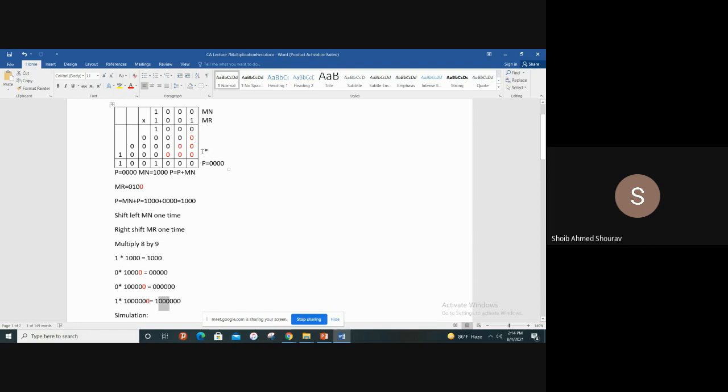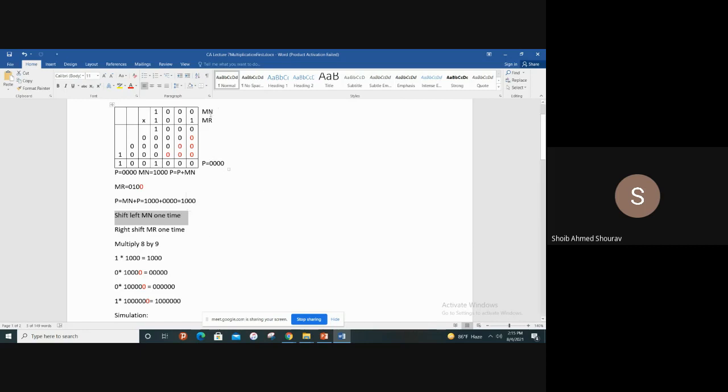Okay. So is it clear that we have to shift left the mn one time after the first iteration? Sir, how did the four zeros come about in the value of p? Do not get confused with p now. We are going to talk about that later. Do not worry about that. But is it clear to you why it is shift left mn one time in every iteration after the first one? Yes, sir. Okay. Thank you.